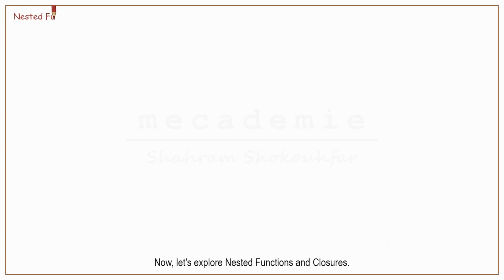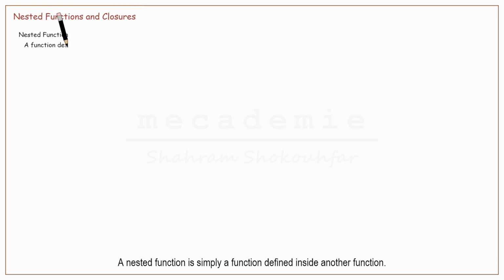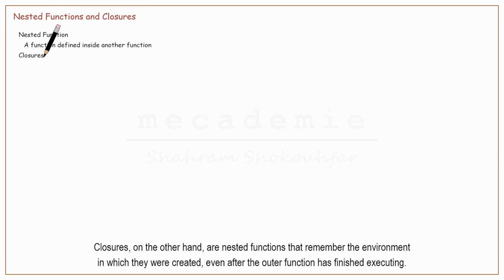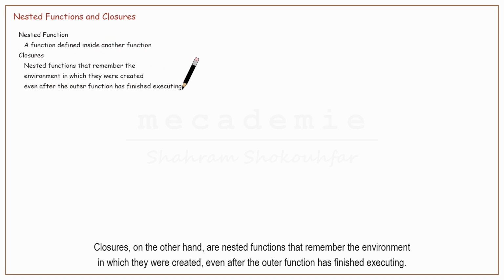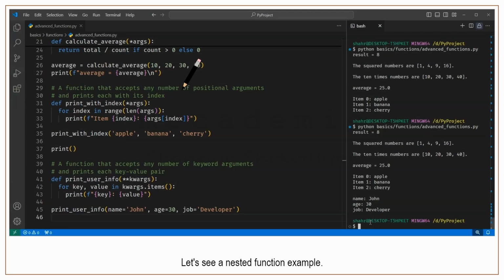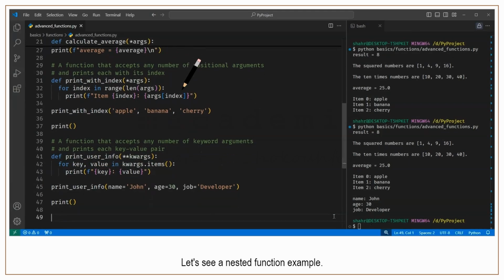Now, let's explore nested functions and closures. A nested function is simply a function defined inside another function. Closures, on the other hand, are nested functions that remember the environment in which they were created, even after the outer function has finished executing. Let's see a nested function example.